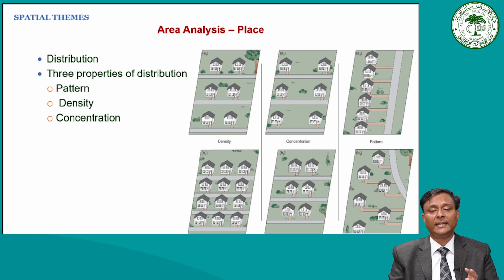So examining area, space and place helps in recognizing commonality across space, where the pattern and distribution can be identified. If you see here in this image, these patterns and distributions can be identified. Pattern can be said to be the arrangement of entities. Density deals with the frequency of events. Concentration explains the spread of events.